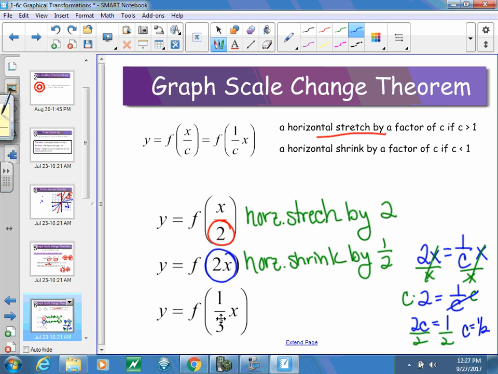Next one here, 1/3 x. This would be an example of a horizontal stretch. Oops, I forgot that. Sorry, I forgot the t up here. Stretch by, in this case, 3.